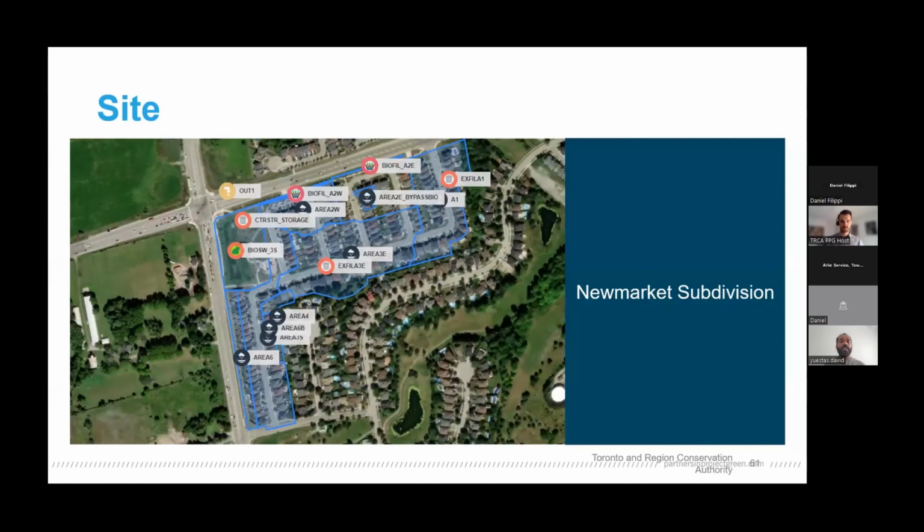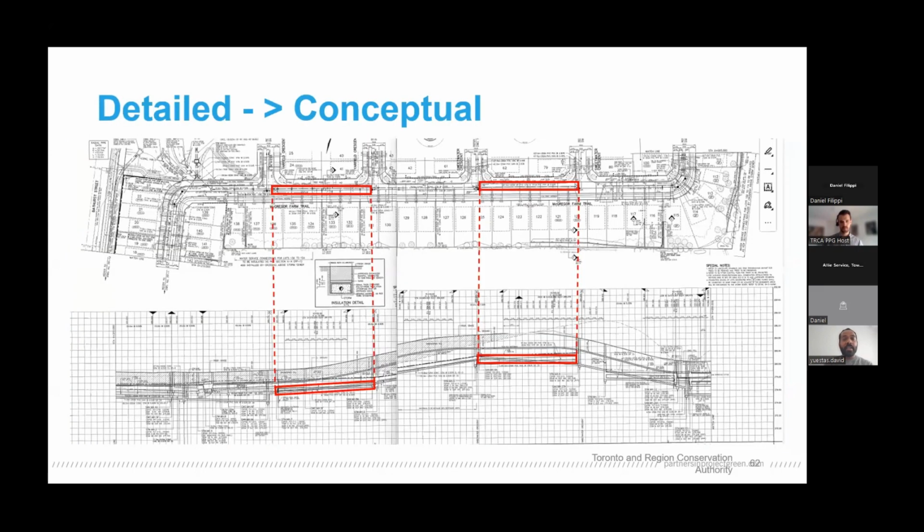So here quickly is another case study that we like to present. This is an actual subdivision that is put in place. It exists today in Newmarket. It has a number of LIDs, and they did that in lieu of putting a stormwater pond. And today, normally we'd pick a site that doesn't have LIDs, and we'll say conceptually, let's put an LID and see how it would do.